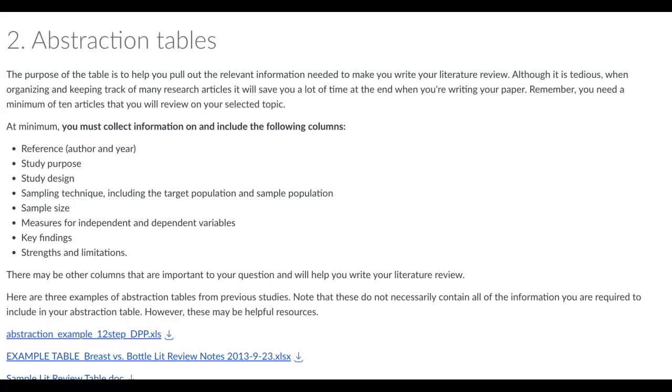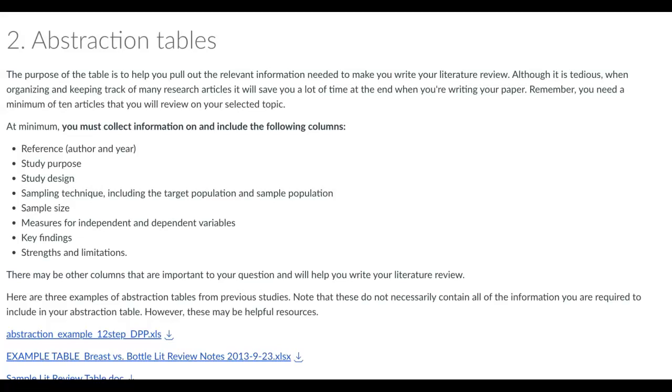So an article abstraction table is basically set up usually in an Excel document, and you have columns that have important pieces of each article that you've selected. So the columns that you are required to have in your Excel document for your abstraction table includes the reference, so at least the author and the year, but you should put the full reference in the first column. The second column is going to briefly state the purpose of the study. The third column will be the study design, so whether it's a cross-sectional, longitudinal study, whatever that is, you'll indicate the study design.